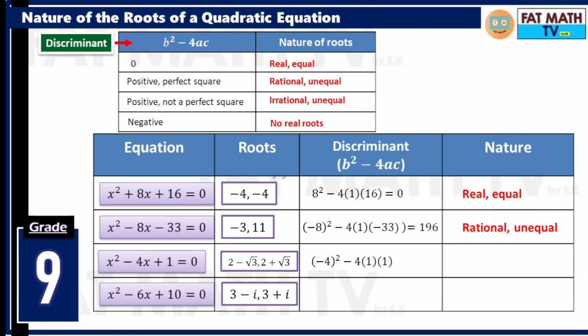And then for the third one, let's get the discriminant. Our b is negative 4. So negative 4 squared minus 4ac. A is 1, c is 1. So negative 4 squared is 16 minus 4, that is 12. And 12 is a positive number but not a perfect square. Therefore, the nature of roots, they are irrational and unequal. And lastly, for this one, the discriminant is b squared. So negative 6 squared minus 4 times 1 times 10. So that is 36 minus 40. That's negative 4. So if it's a negative number, there are no real roots.